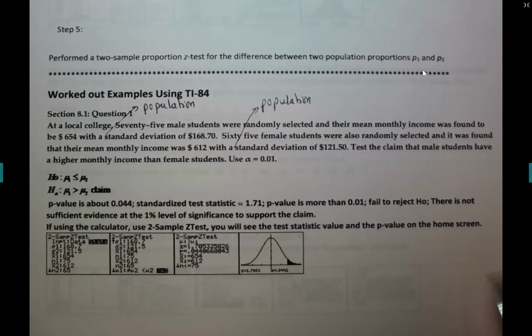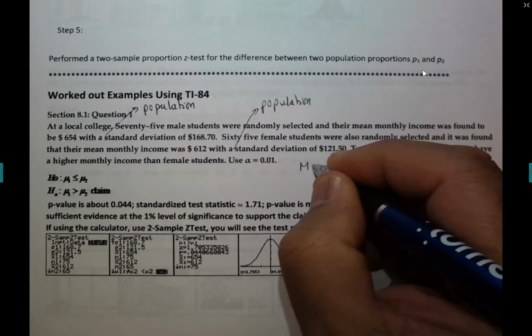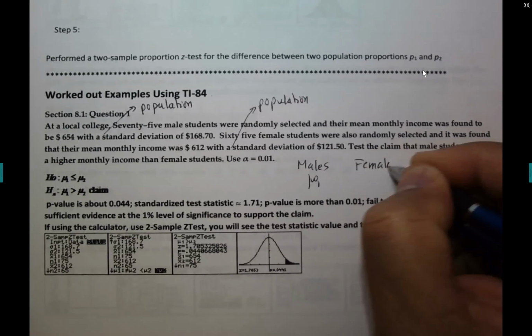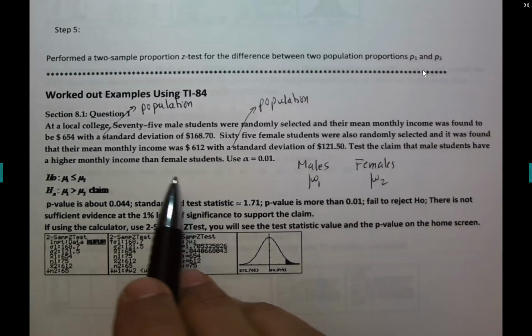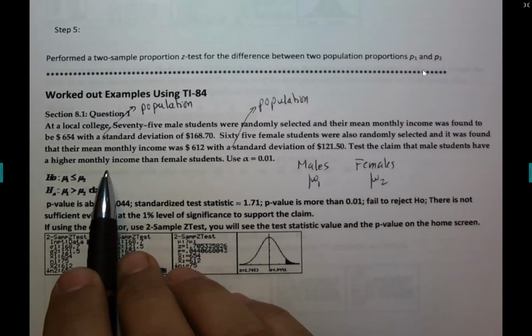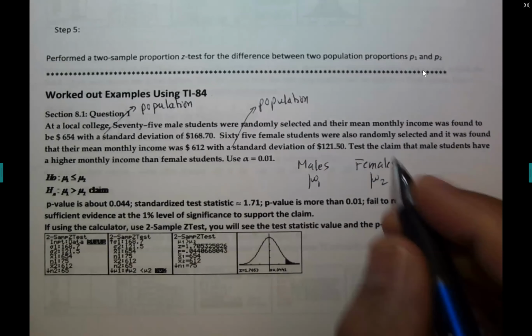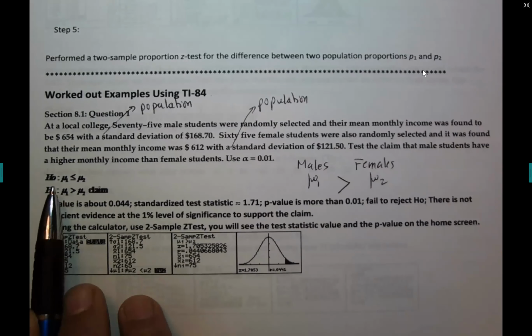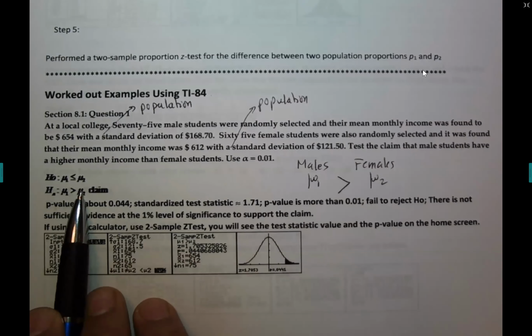So guys, he starts talking about the males first. If he starts talking about the males, you label them as number one. So males is mu1, and females must be the second one, mu2. He wants you to check if the mean monthly income of males is higher than female students, so it must be this. We need to check that mu1 is greater than mu2. You can see, guys, this is H0 and this is HA. HA: mu1 is greater than mu2, and then the null hypothesis will be mu1 less than or equal to mu2.